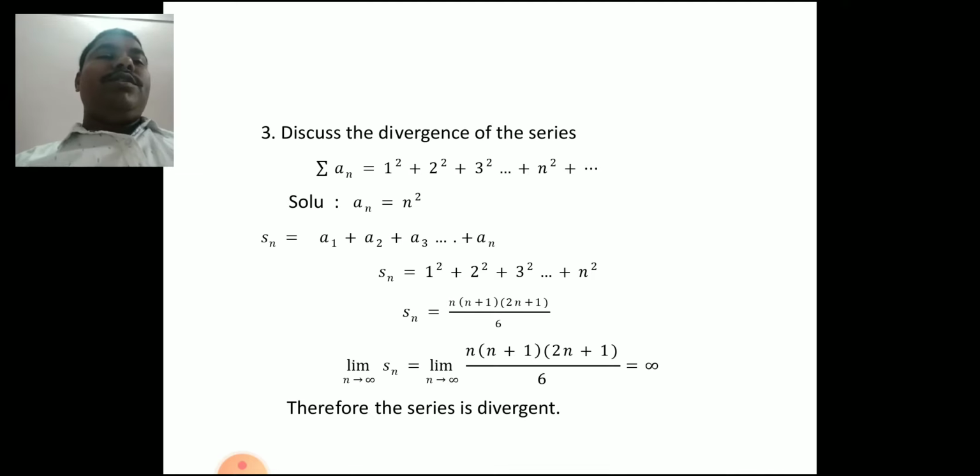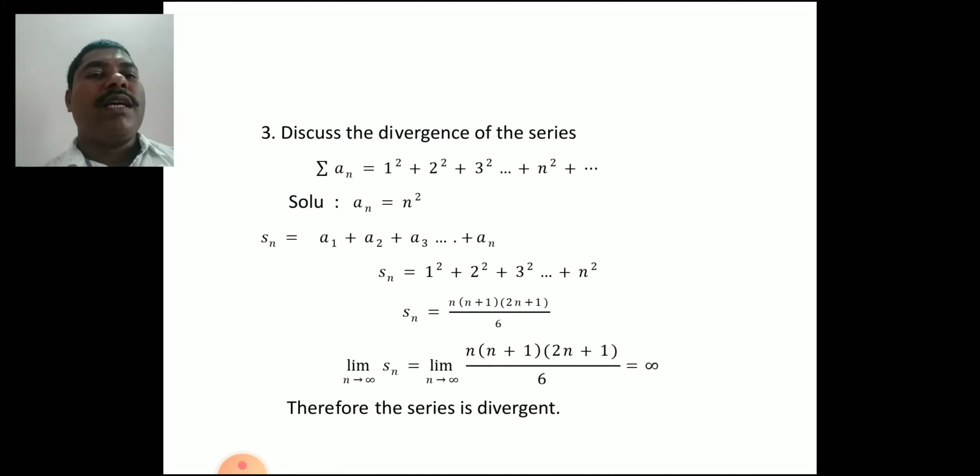Next, the third problem is to discuss the divergence of the series summation an is equal to 1 square plus 2 square plus 3 square plus up to n square plus up to infinity. The solution for this series: the nth term of this series is n square. Then Sn is equal to a1 plus a2 plus a3 plus up to plus an. So the sequence Sn is equal to 1 square plus 2 square plus 3 square up to plus n square.